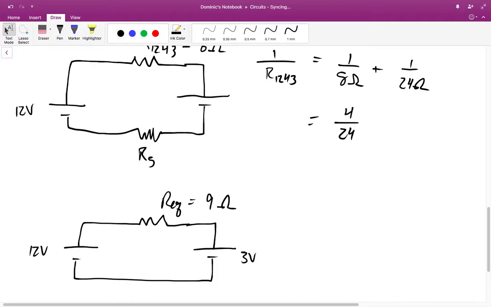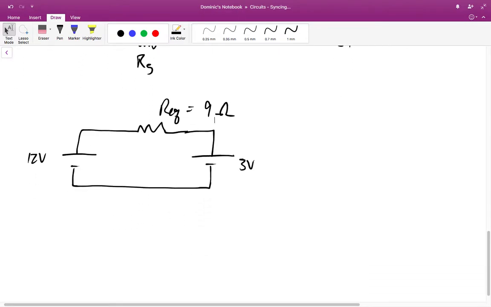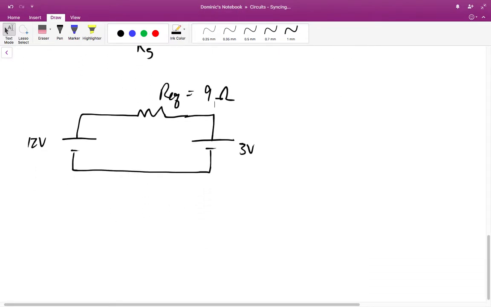Okay. So from here we can start figuring out some values. And what we're going to do first is figure out what is the current going through this circuit. All right. So what is the current going through this circuit?